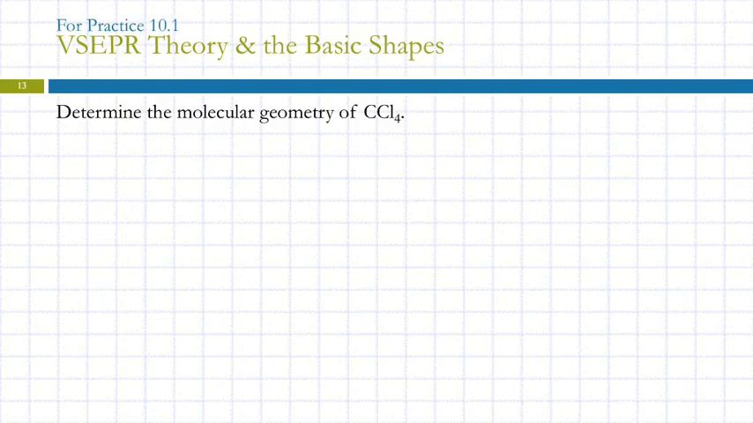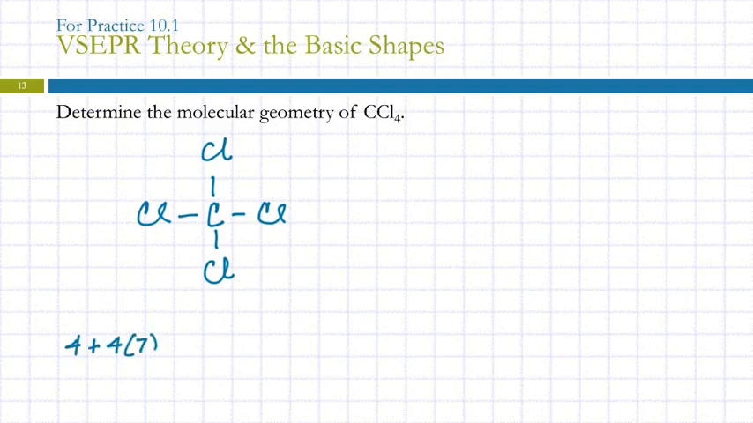So let's determine the molecular geometry of carbon tetrachloride. The first step is drawing the Lewis structure. So we've got 1 carbon and 4 chlorines. So we'll start by just putting the chlorines around the carbon. We always have to count out the number of electrons. So 4 on the carbon. There's 4 chlorines, they each have 7. So that's 28 and 4 is 32 electrons.